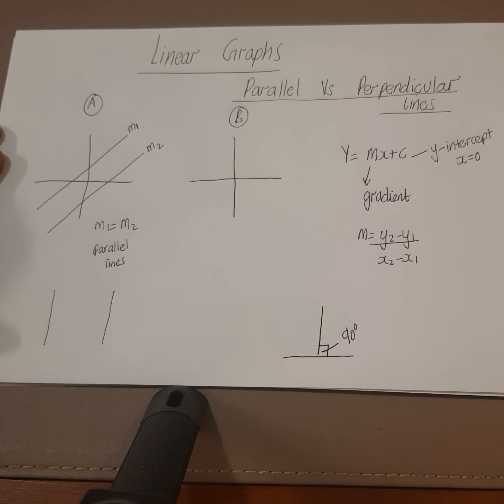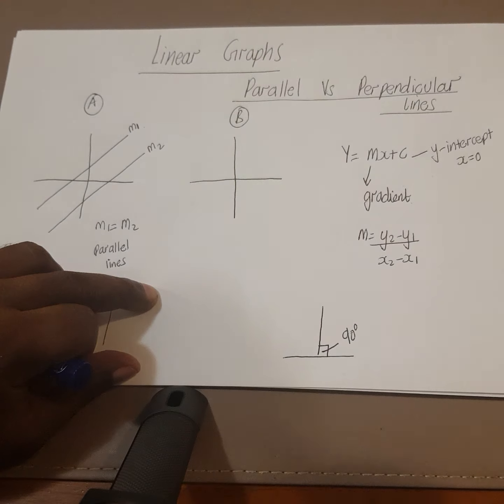So in this case, 90 degrees. If you look at this line here, that line and that line are meeting at right angles. So these are referred to as perpendicular lines. Now in linear graphs, I'll use a different color. Perpendicular lines are exactly the same. They meet at 90 degrees. They meet at right angles.